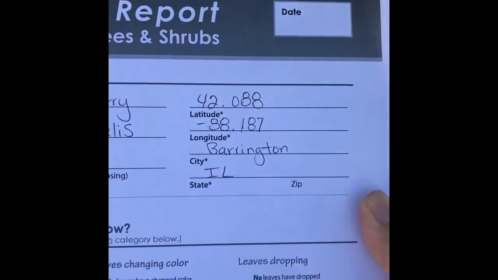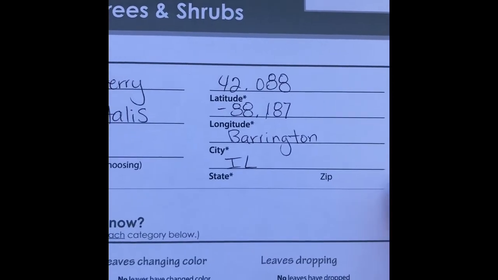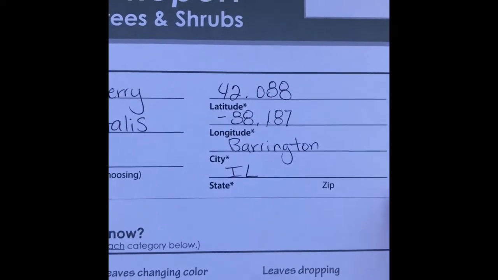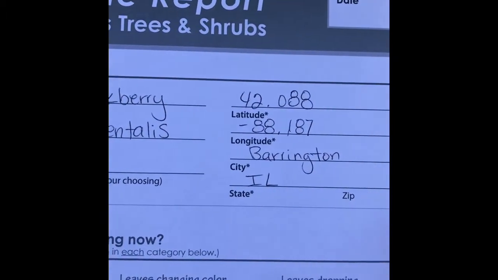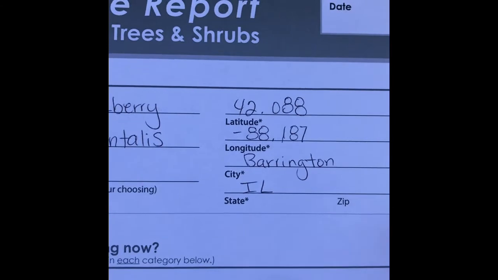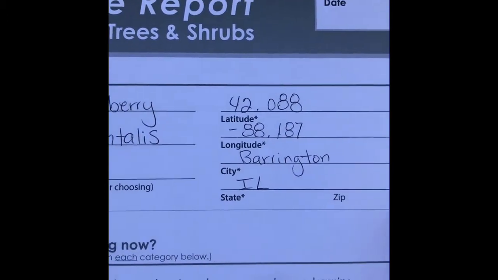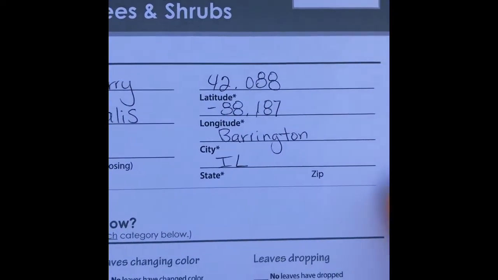For lat long, you can do a couple of different things. Depending on what program or type of phone you have, a lot of your pictures are geotagged, which means you can get the lat long from your photo itself if you look up the info for the photo. Or most people have a compass app on their phone, and you can use a compass app too to get that information. So we need the longitude, the latitude, and then your city and state.